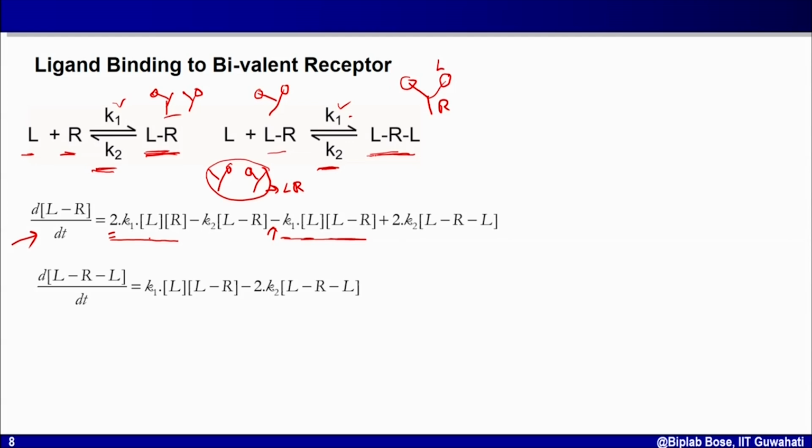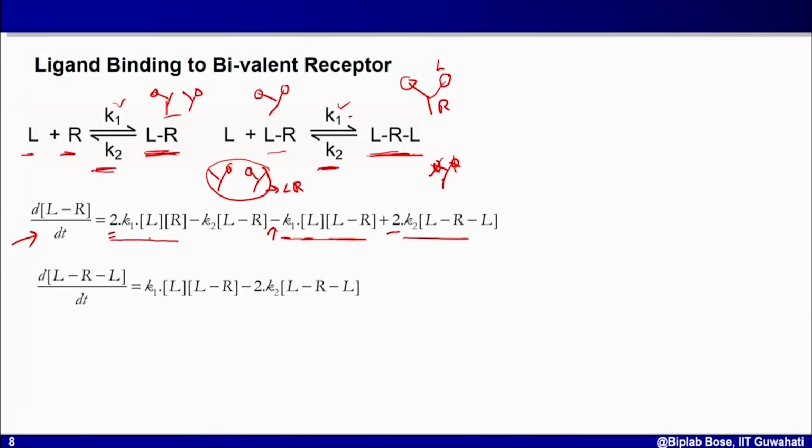Plus, this LRL is breaking down. Now LRL is nothing but like this. It can break down where this one breaks first, or it can also break down from here. So I have two processes by which I can get back LR from LRL. That's why I have 2 here. So it will be 2 into K2 into LRL, the concentration of the second and final complex.